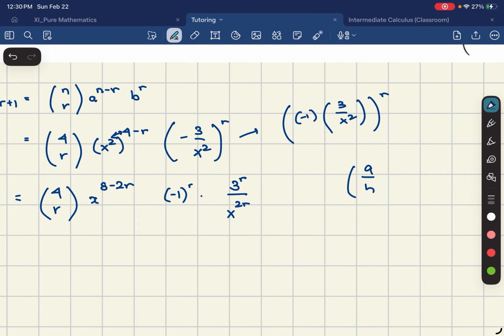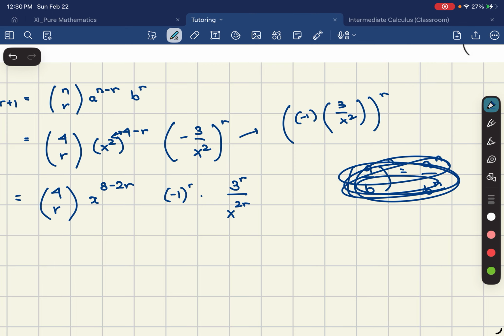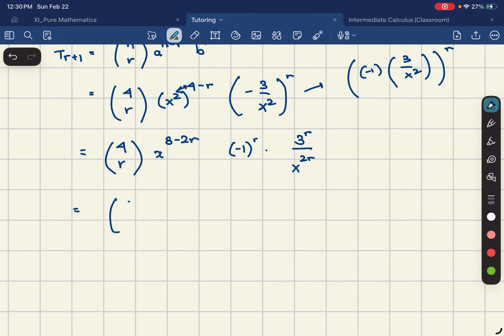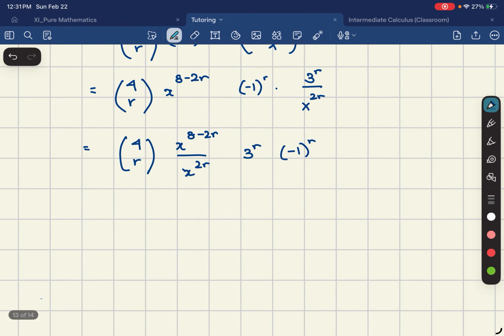So you know that a over b to the power n is going to be a to the power n divided by b to the power n. So that is what we are using. So we have 4 choose r, x to the power 8 minus 2r divided by x to the power 2r. And then we have 3 to the power r and minus 1 to the power r. And we get 4 choose r, x to the power 8 minus 4r, and 3 to the power r and minus 1 to the power r.